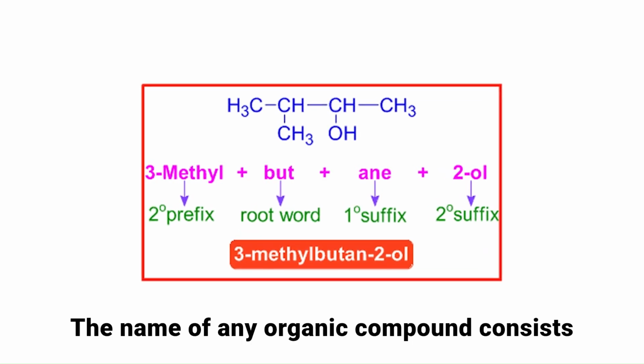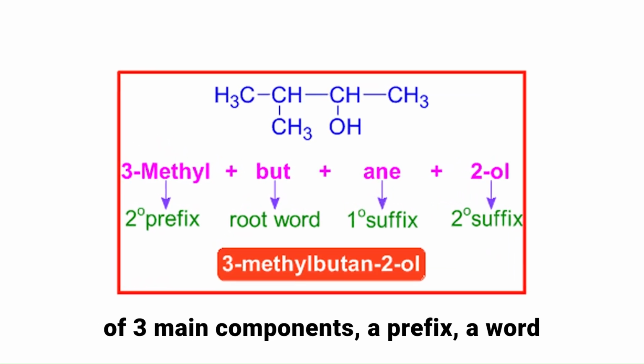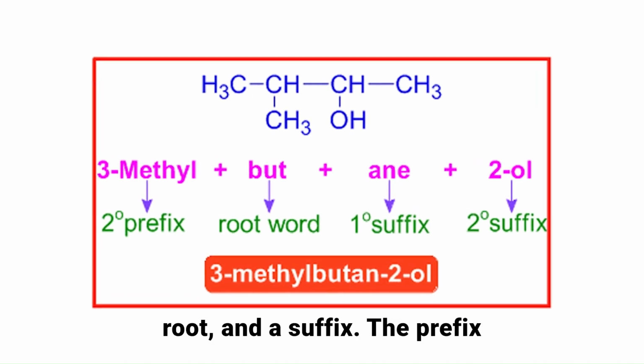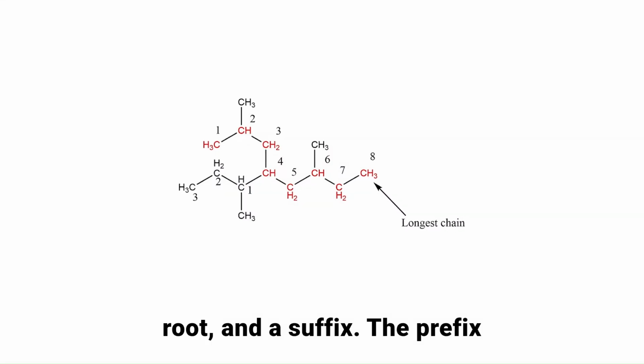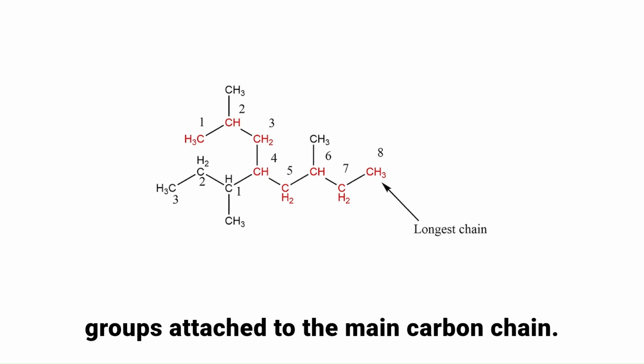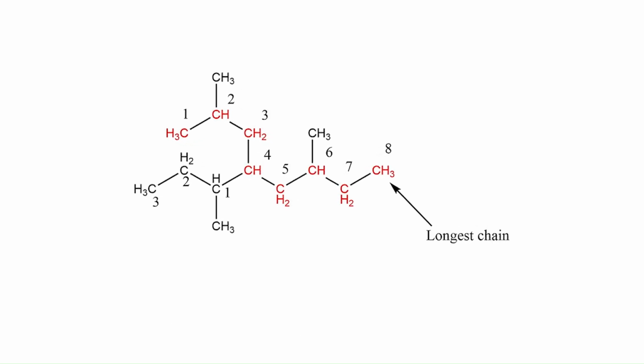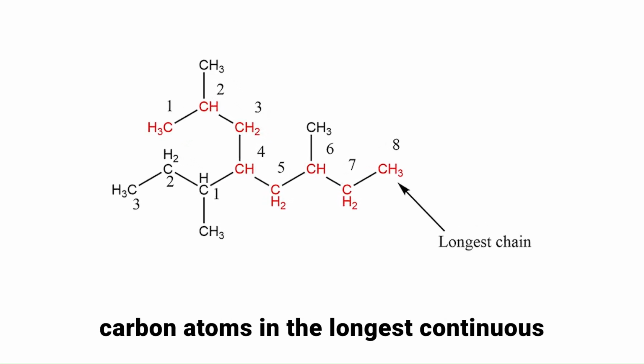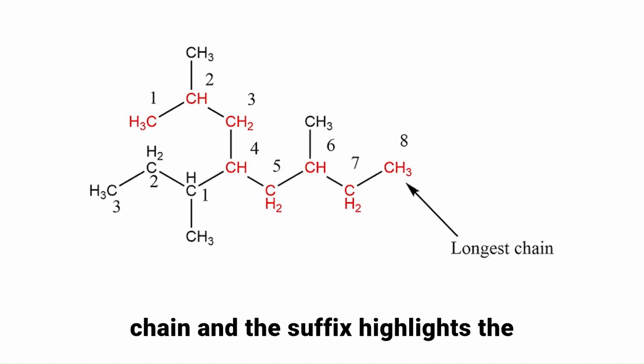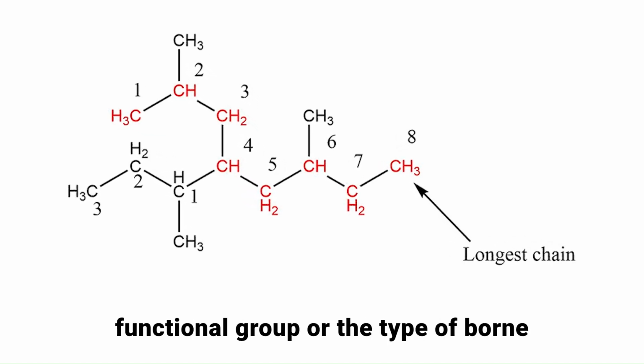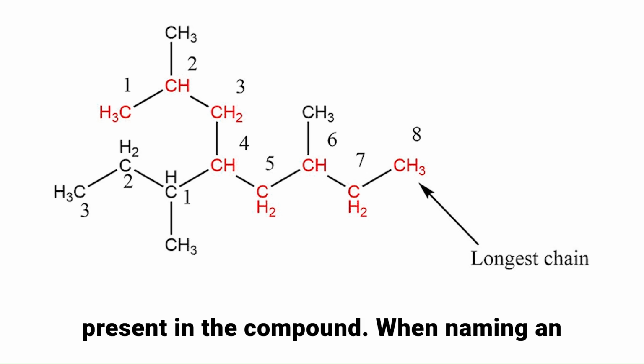The name of any organic compound consists of three main components: a prefix, a word root, and a suffix. The prefix indicates the substituents or functional groups attached to the main carbon chain, the word root tells us the number of carbon atoms in the longest continuous chain, and the suffix highlights the functional group or the type of bond present in the compound.